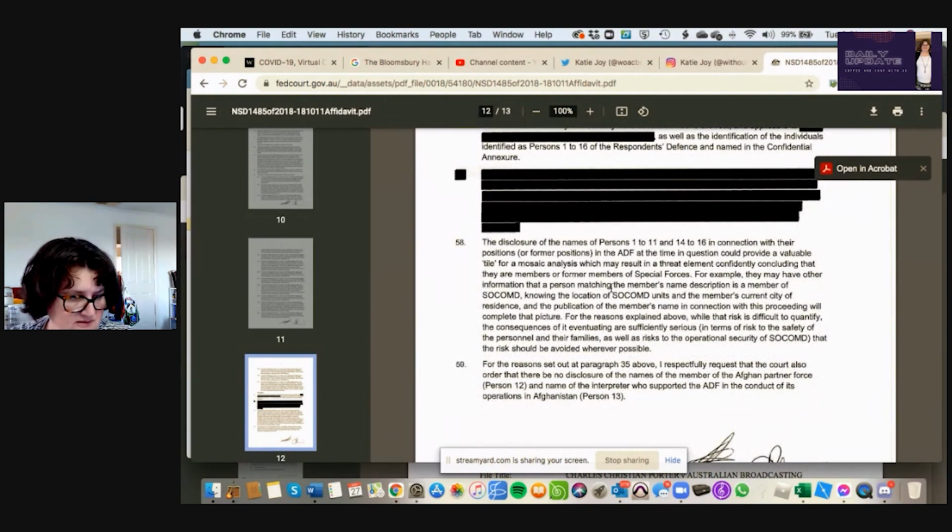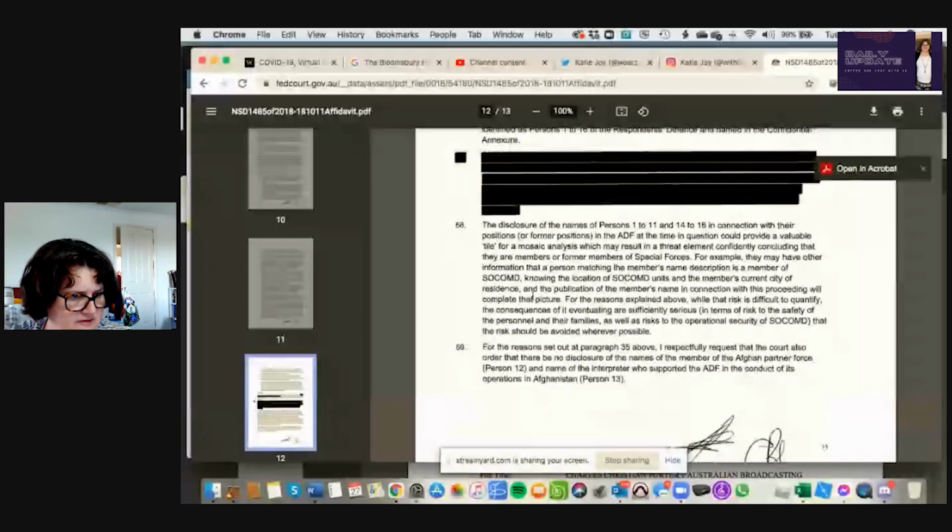The disclosures of the names of persons 1 to 11, 14 to 16 in connection with their positions or former positions in the ATF at the time in question could provide a valuable tale from mosaic analysis which may result in a threat element confidently concluding that they are members or former members of special forces. For example, they may have other information that the person matching the member's name description is a member of SOCOMD, knowing the location of SOCOMD units and the member's current city of residence, and the publication of the members' names in connections with these proceedings will complete that picture.